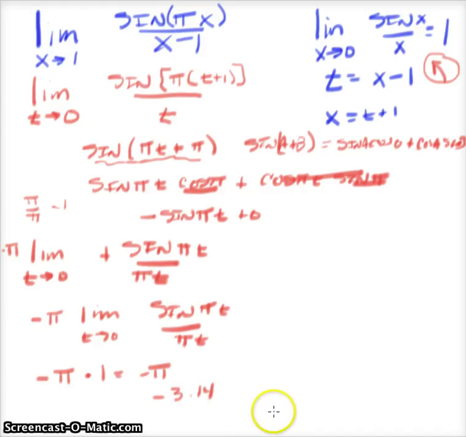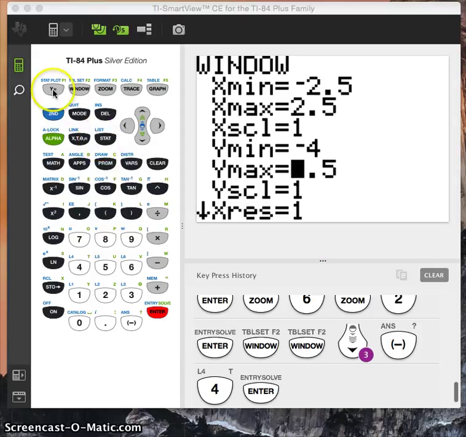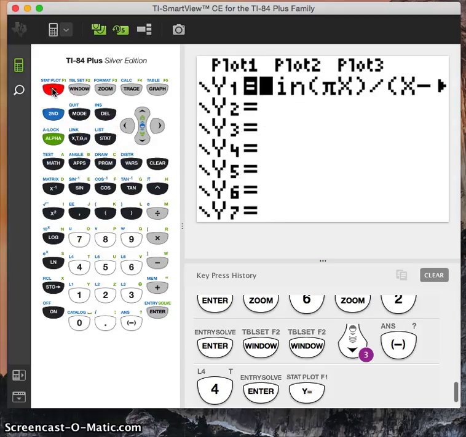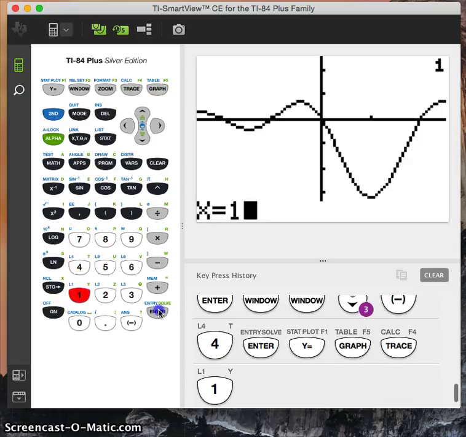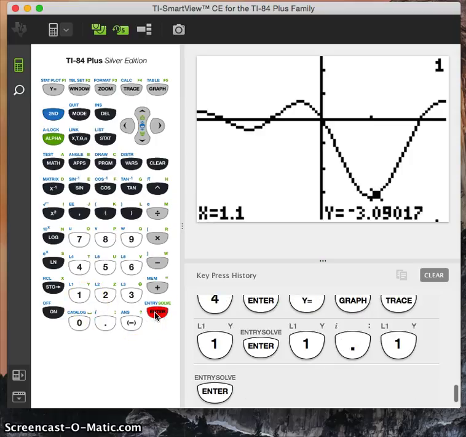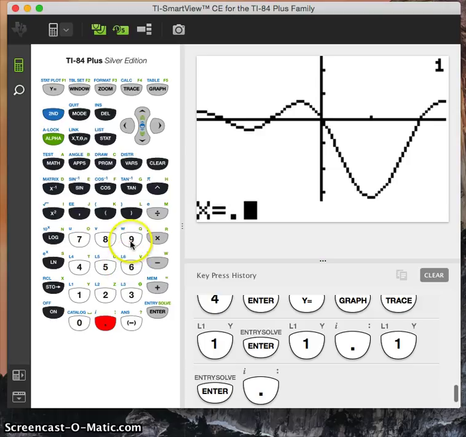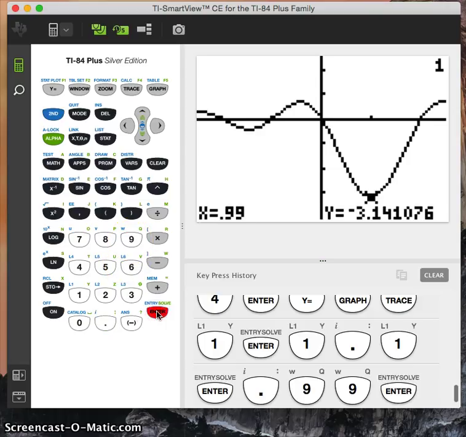Let's see if that makes sense. Okay, so if you notice here, I have the equation in my equation editor, and I'm going to graph it. Now remember, the question was, what's going to happen where x is 1? If I trace at 1, I have no value for y because it's not defined. How about 1.1? Okay, and here you go. And how about 0.99? And if you notice here, the y value is close to negative pi.